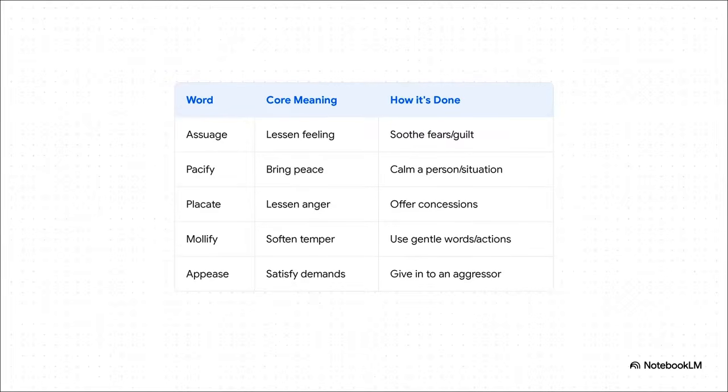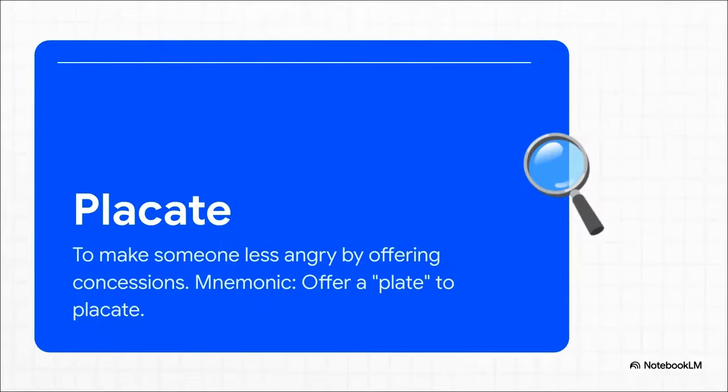But placate and appease, now these are different. They both involve giving something up, making a concession. The real key here, though, is that appease often has this negative vibe. It's like you're giving in to a bully's demands just to shut them up. And for placate, I've got a killer mnemonic for you. How do you remember it? To placate someone who's angry, you offer them something, maybe on a plate. Get it? You offer a plate to placate. That simple image is going to stick with you, I promise.